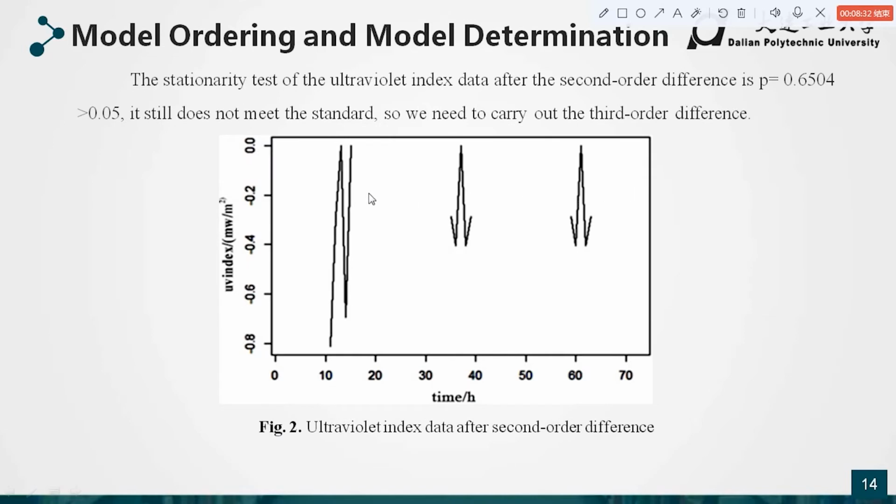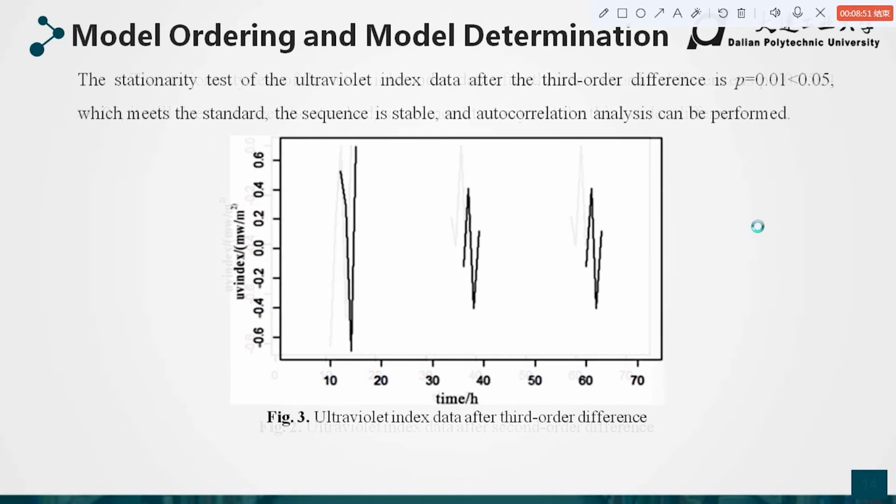For the second order difference, P is 0.65054, more than 0.05. It still does not meet the standard, so we need to carry out the third order difference. For the third order difference, P is 0.01, less than 0.05, which meets the standard. The sequence is stable, and correlation analysis can be performed.